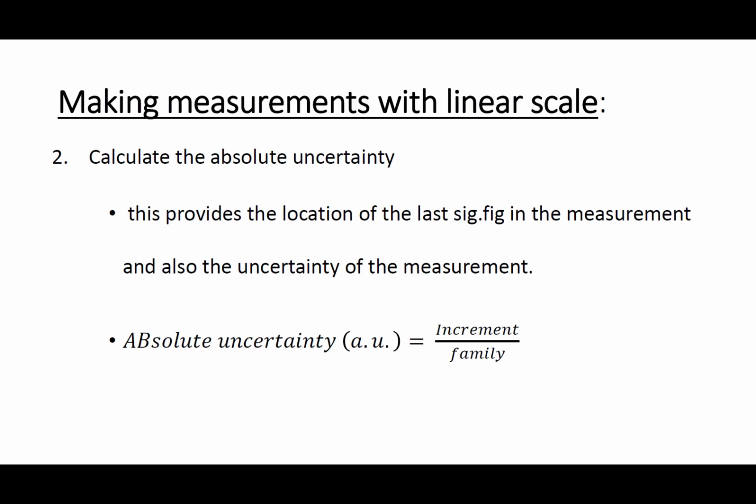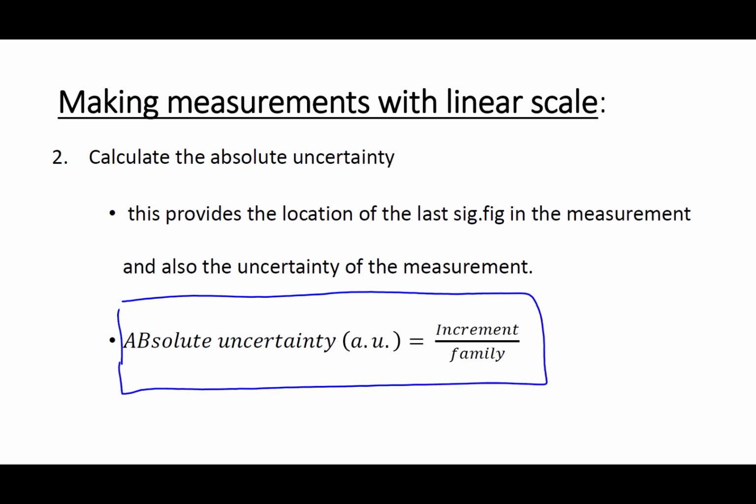Now, the second thing that you have to pay attention to is how to calculate the absolute uncertainty. This is the equation that we use for absolute uncertainty, okay? In order to calculate the absolute uncertainty, we divide the increment by the family. Then we have 3 families, as I discussed in the previous slides: 2's, 5's, and 10's. These are the 3 families. And using the absolute uncertainty, we will find the location of the last sig fig in the measurements.